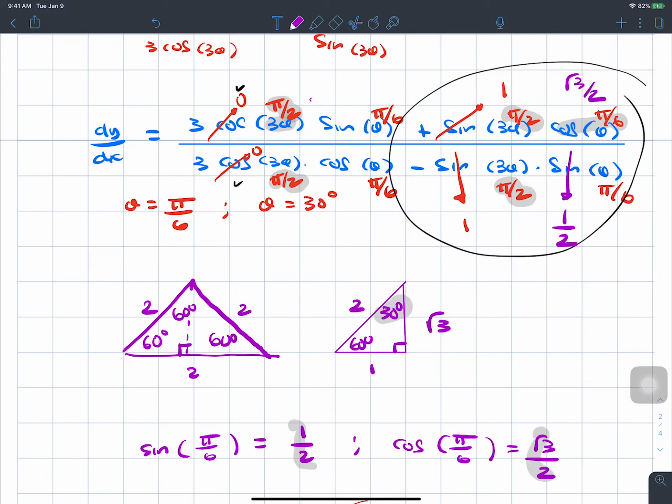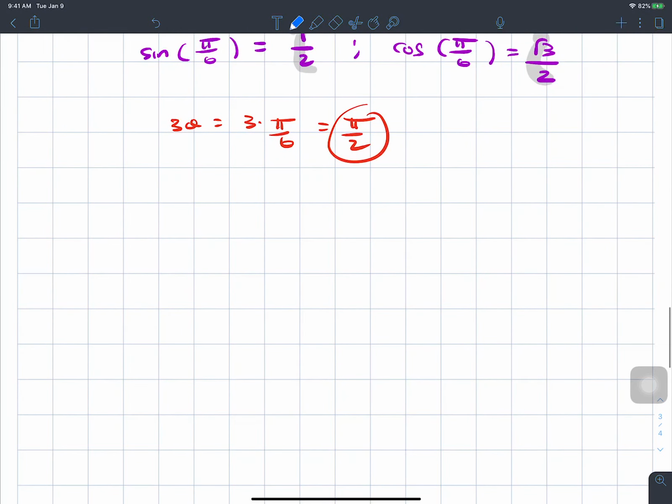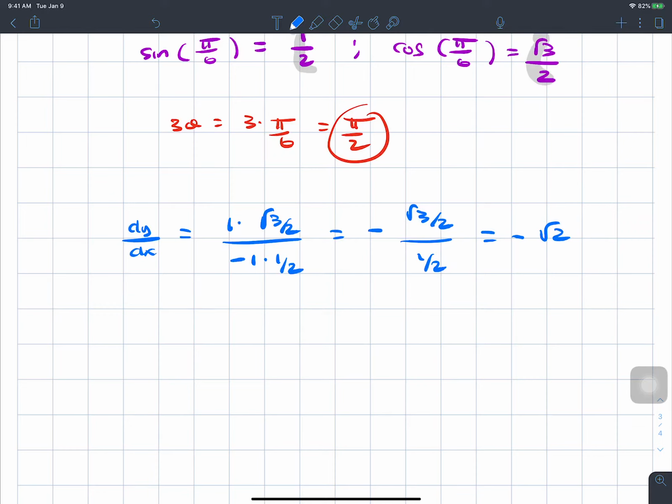So it looks like we have on the numerator 1 times the square root of 3 over 2, and in the denominator that's minus 1/2. So let's put that together here. That was 1 times the square root of 3 over 2, and then minus 1 times 1/2, which is going to be minus square root of 3 over 2 over 1/2, another complex fraction, which is minus square root of 2. So my derivative is minus square root of 2.